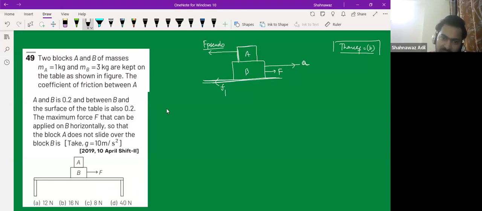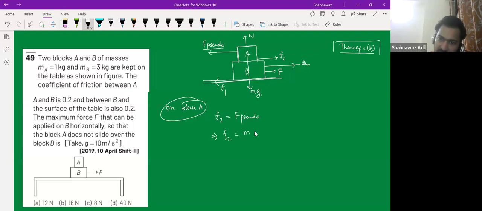So on block A, we have this normal reaction, and we have this mg, and then we have this friction F2. So what do we have? We have F2, which is F pseudo. So we know that F pseudo is ma. And F2 is how much? Mu S N. N is mg.